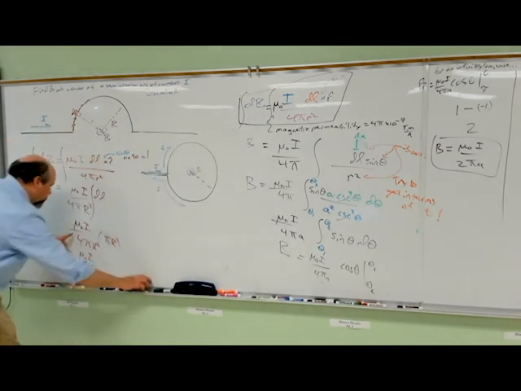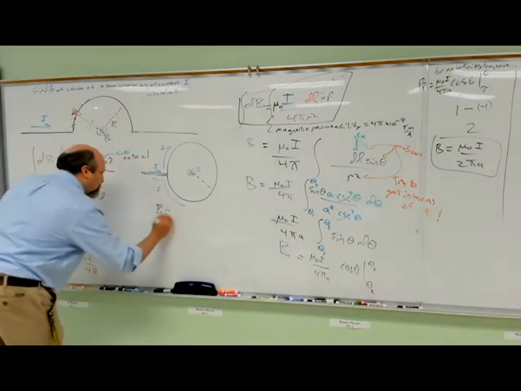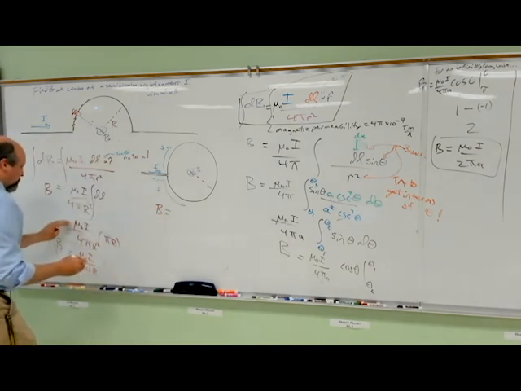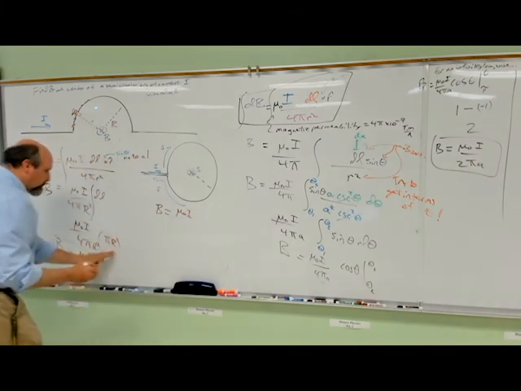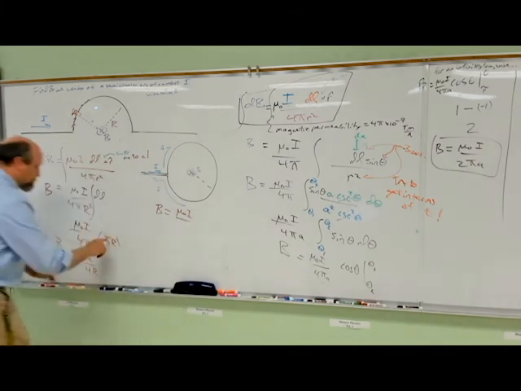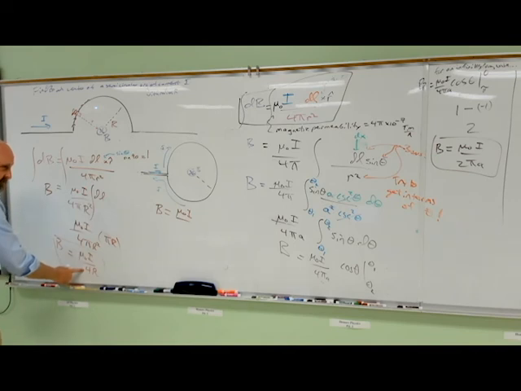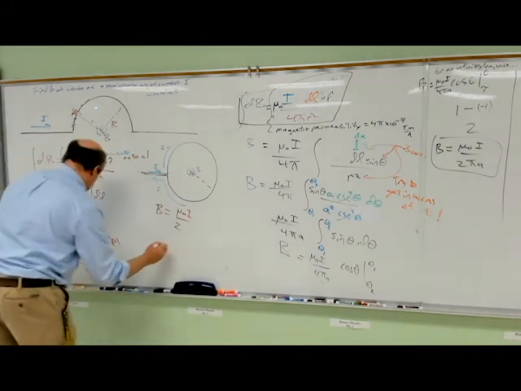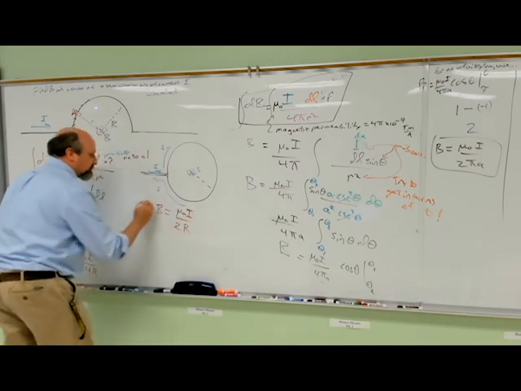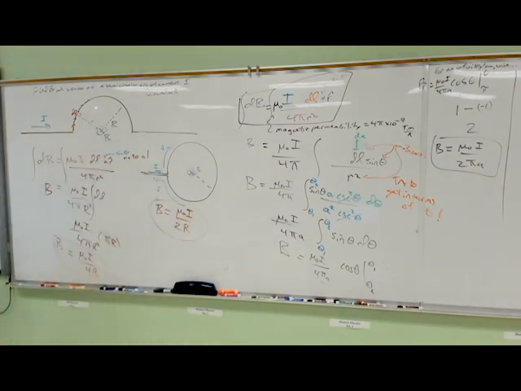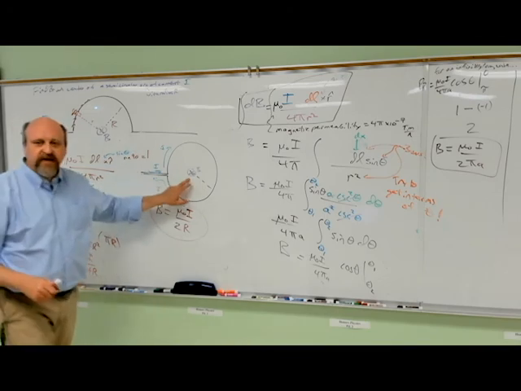So for this one, B is mu naught I over 4 pi r squared times, and now it's going to be times 2 pi r. So the 2 will cancel part of the 4. Pi's cancel. I get this. So this is for a complete loop: mu naught I over 2r is the strength of the field at the center of that loop.